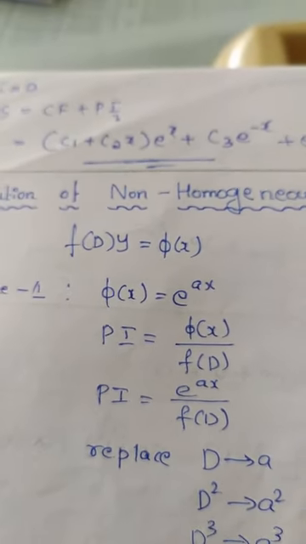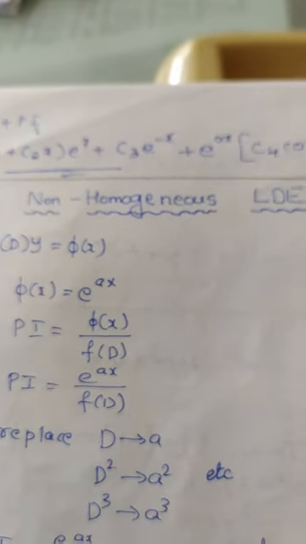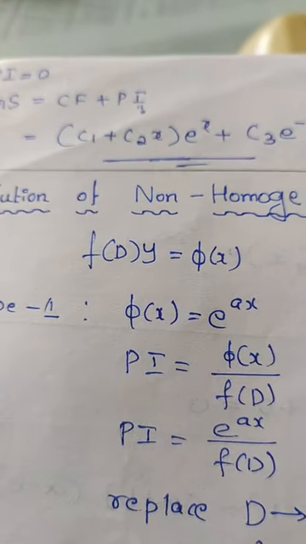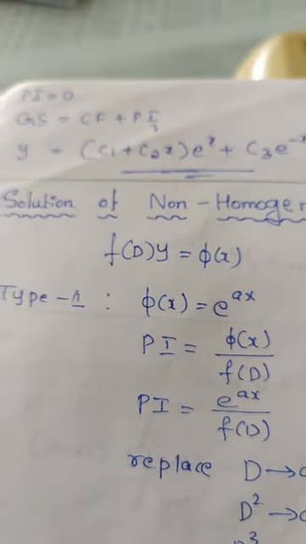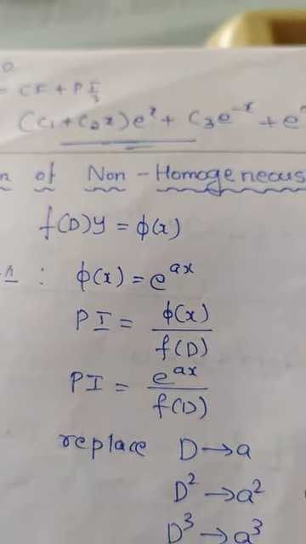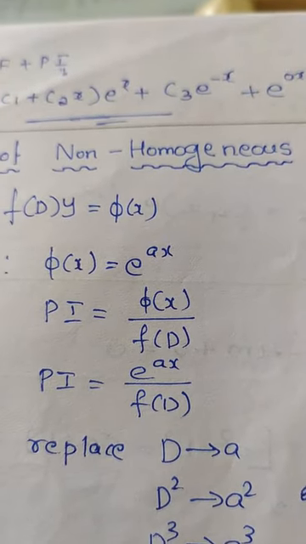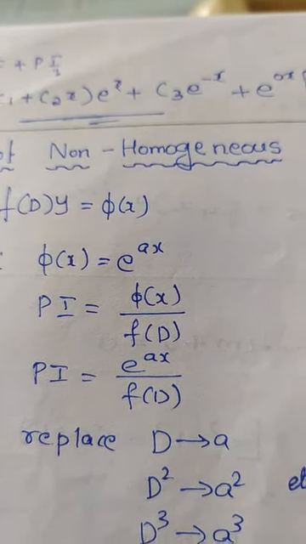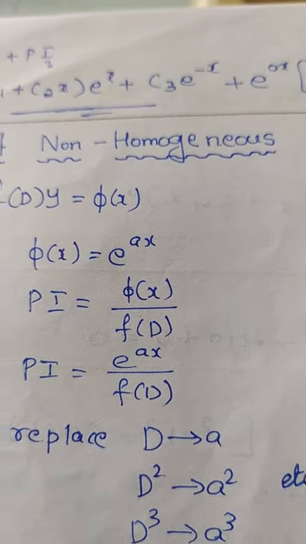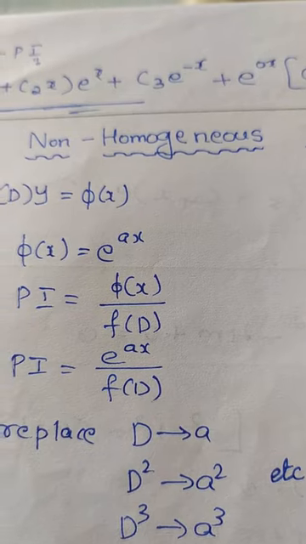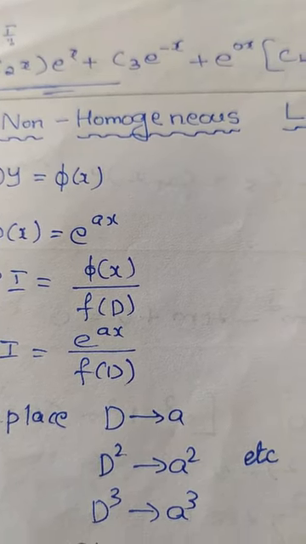Okay, today I am going to explain the solution of non-homogeneous linear differential equations. In the solution, there are mainly three cases. Case 1 is if the RHS function phi of x is exponential. The next case is trigonometric functions, that is basic trigonometric functions, sin ax or cos ax. And the third one is polynomial, x power n.